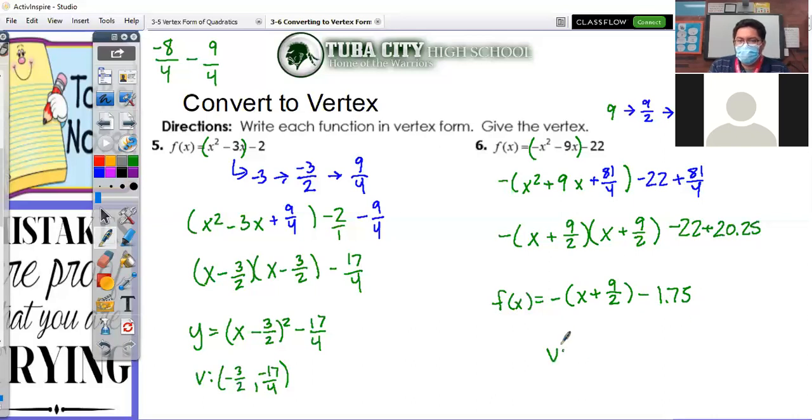All right, last thing, put it into vertex form. So vertex form is going to be an ordered pair. So it's going to be -9/2 and -1.75 in this case. And like I said, it's not a whole lot of work. Just use this number, drop it into the bubble, rewrite it, and you're pretty much done. All right, let's move on to the next one.